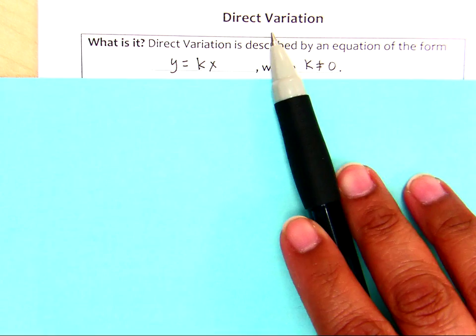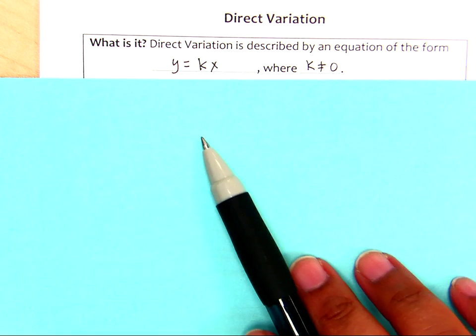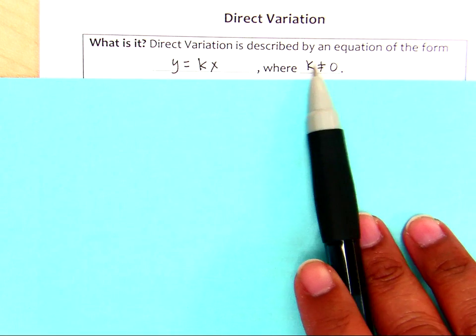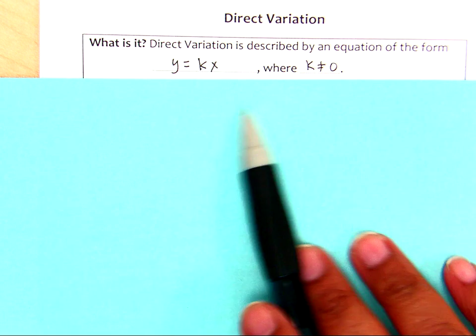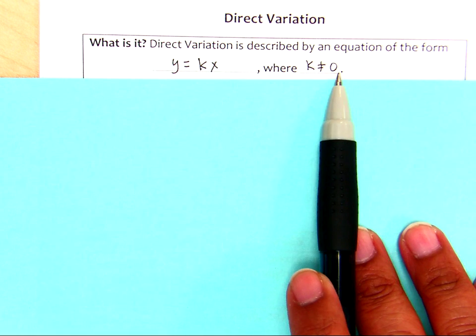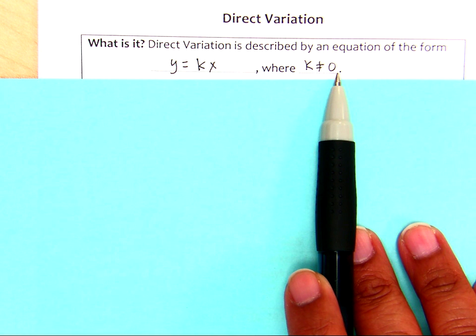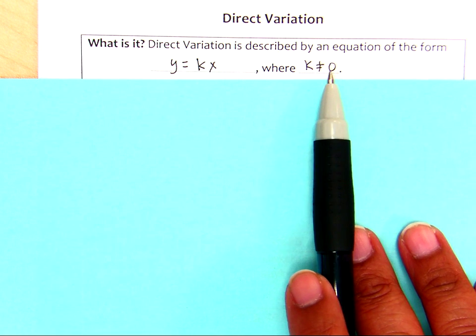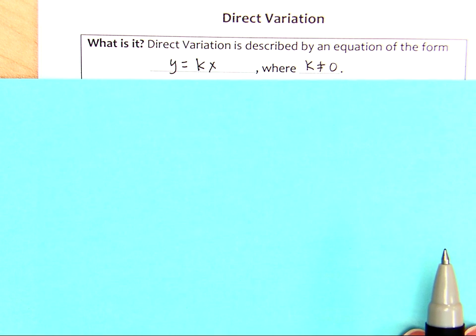The lesson today is direct variation. Direct variation is described by an equation of the form y equals kx, where k cannot equal 0. You guys talked about this as 8th graders as being proportional. So this is not a new concept, just different words for y'all.